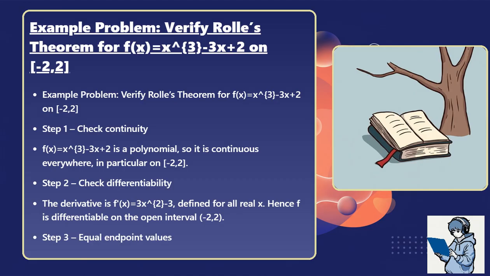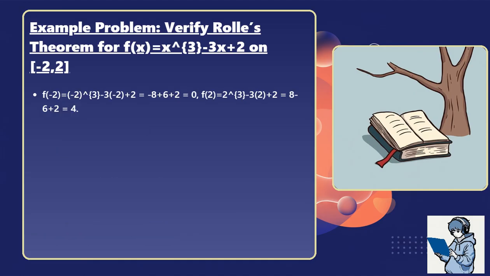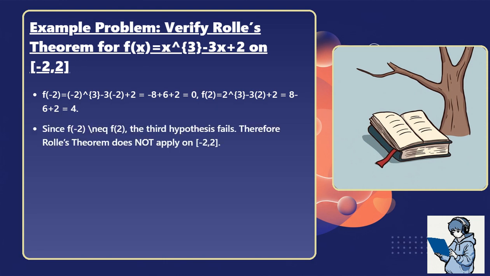Step 3. Equal endpoint values. f of negative 2 equals negative 2 cubed minus 3 times negative 2 plus 2 equals negative 8 plus 6 plus 2 equals 0. f of 2 equals 2 cubed minus 3 times 2 plus 2 equals 8 minus 6 plus 2 equals 4. Since f of negative 2 is not equal to f of 2, the third hypothesis fails. Therefore, Rolle's theorem does not apply on the interval negative 2 to 2.